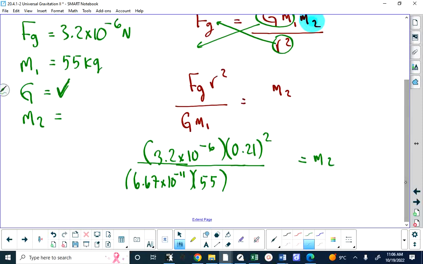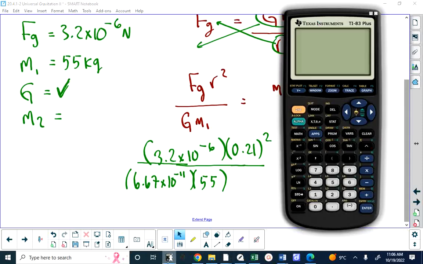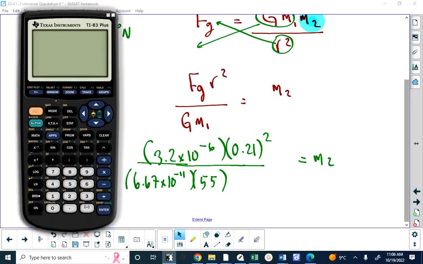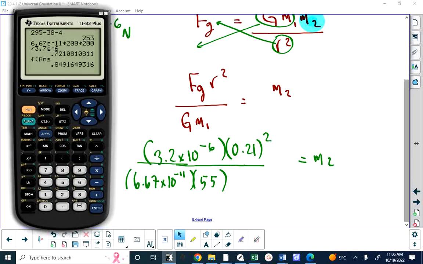Let's talk about your calculator, because it's a real shame to get questions wrong on assignments, exams and quizzes simply because you're not using your calculator properly. When I enter 3.2 multiplied by 10 to the negative 6, don't forget what that means. If I took 3.2 and moved the decimal six places to the left, it's 0.000032. And I multiply by 0.21 squared. And now I have to divide by that.